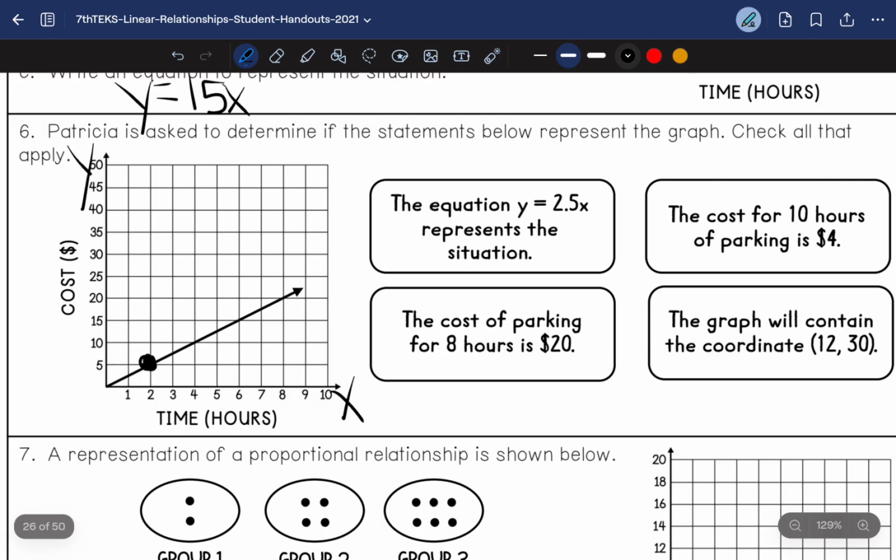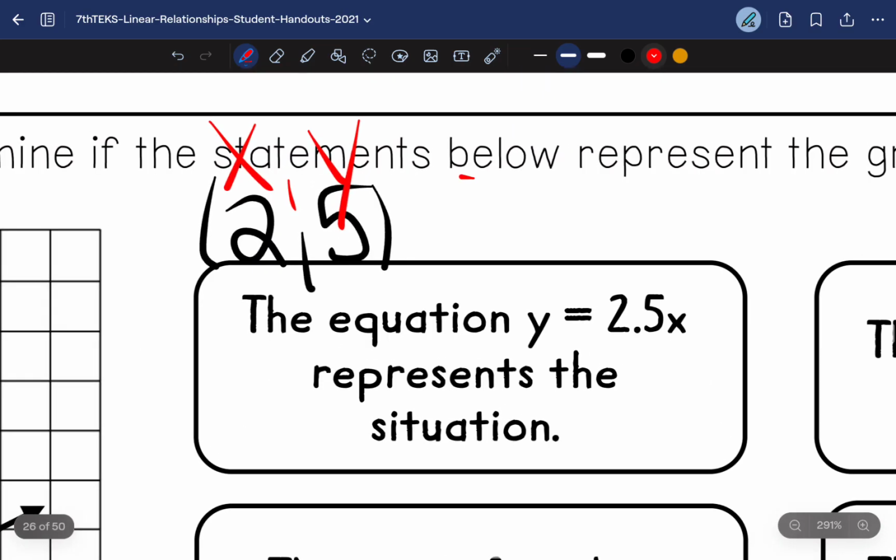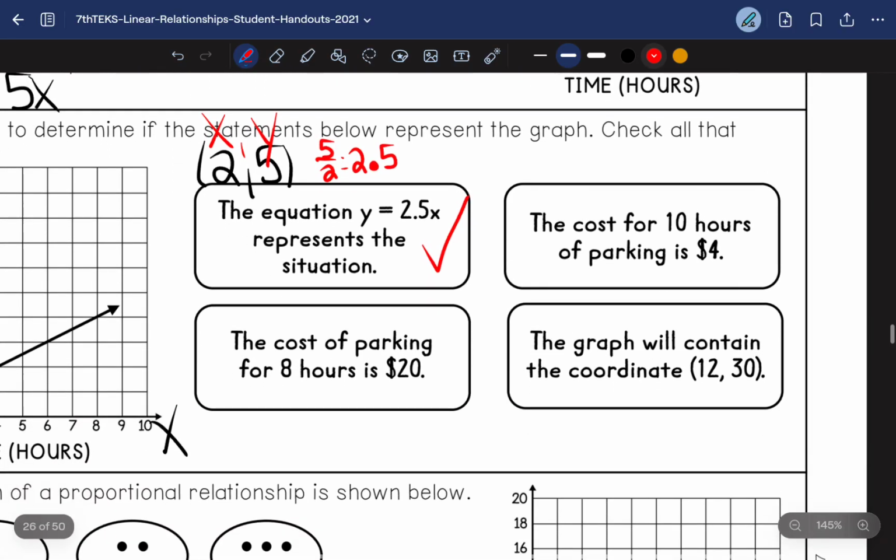I see right here it crosses at 2 and 5. So I'm going to write that ordered pair, 2, 5. And 2 represents the x values, 5 represents the y values. So I have to set up my ratio as 5 over 2, which equals 2.5. So yes, that is a true statement, because if we write the equation, it's y equals 2.5x.